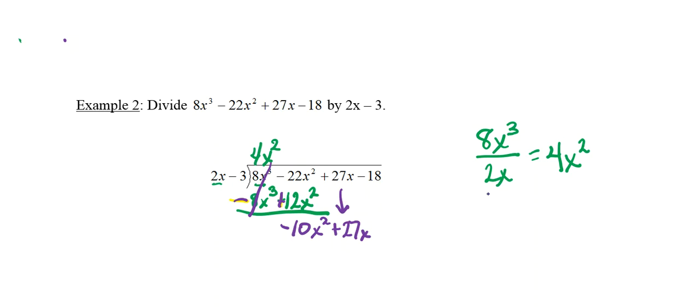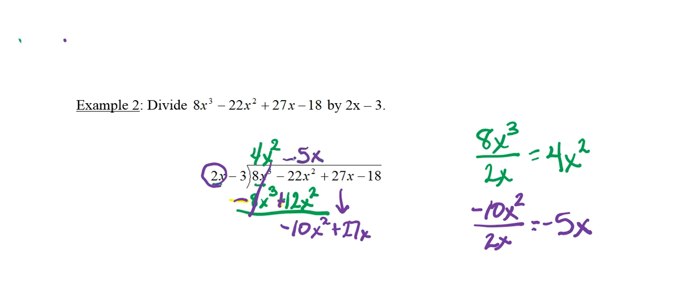I take this negative 10x squared. I divide it by the 2x. It's always by this front one. Negative 10 divided by 2 is negative 5. I have x squared. I'm dividing by x, so that leaves me with 1x. That always goes on the top.